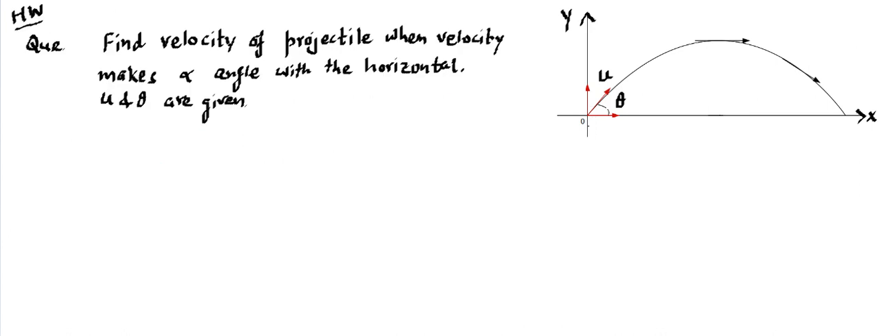So let's finally have this homework problem, which is related to the equations that we have learned. It says: find the velocity of the projectile when the velocity makes angle alpha with the horizontal. u and theta are given, so that's the picture. u is known, theta is known. That means you can use u and theta in your answer. We need to find the velocity when it makes angle alpha. So let's say this is the velocity that we need to find, and this angle is alpha.